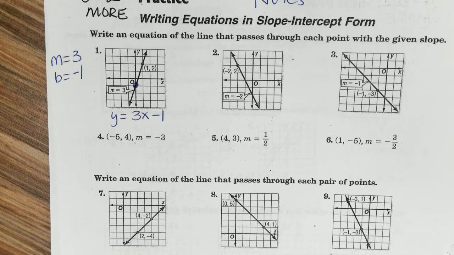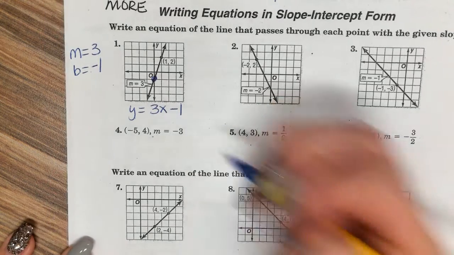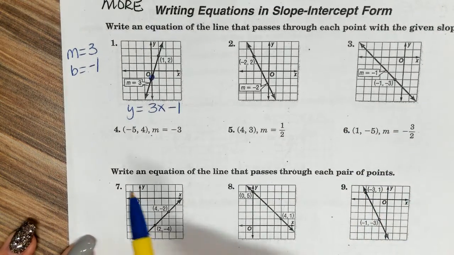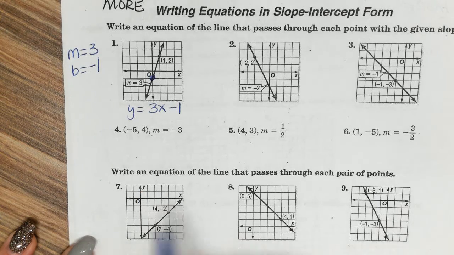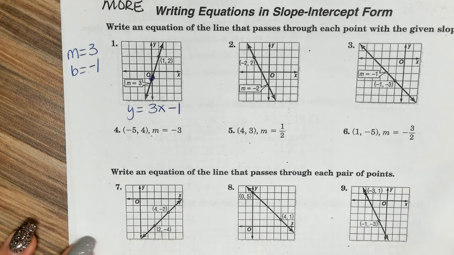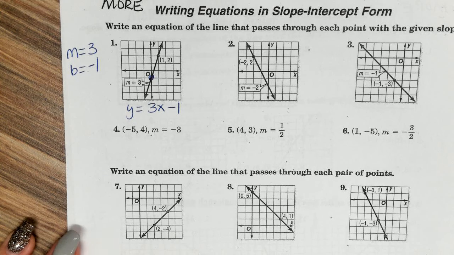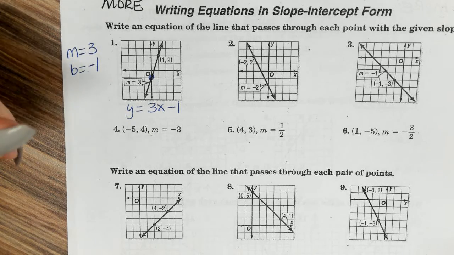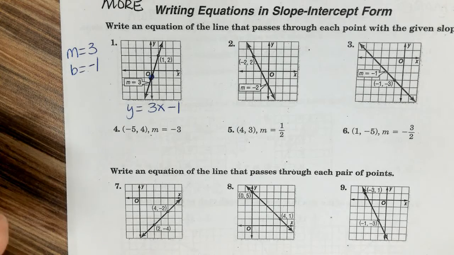All right, now look at 4, 5, and 6. To write an equation, you need an m and a b. Did they give you the b? Can you see it? So you have to solve for it. Will your calculator do this for you? No. So let's go set it up.